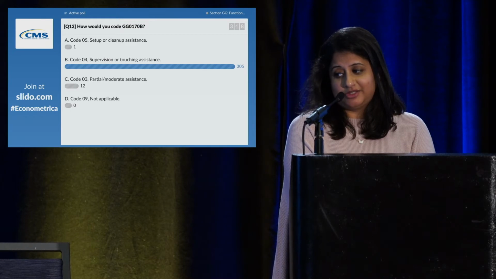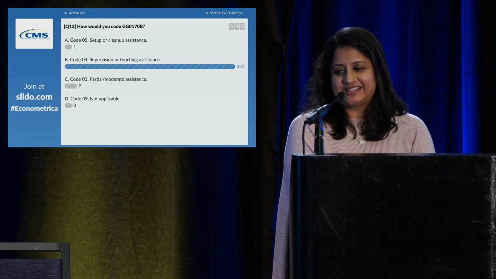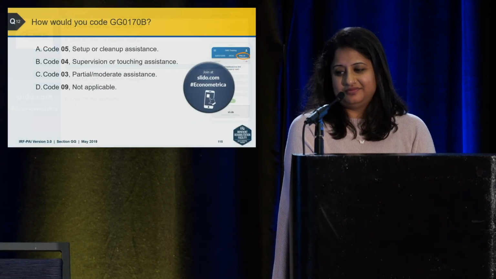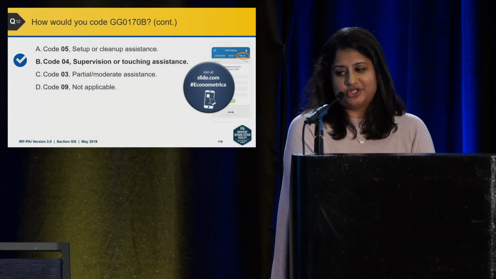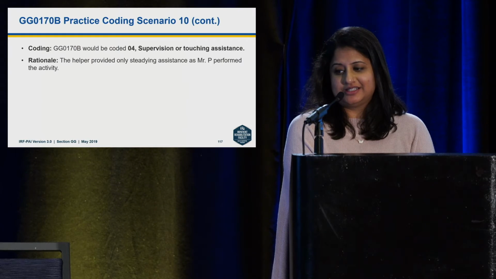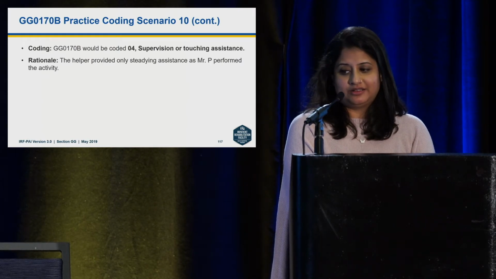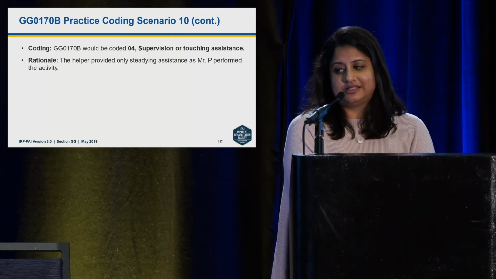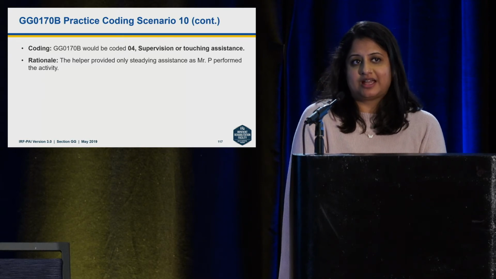You guys are on your A game this morning. You're getting all of them right. So let's go ahead and take a look at the correct answer. And it is B, 04, supervision or touching assistance. The rationale being that the helper provided only steadying assistance as Mr. P performed the activity.